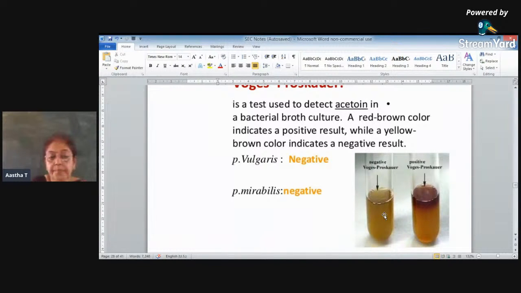Both Proteus vulgaris and Proteus mirabilis give a negative Voges-Proskauer test.